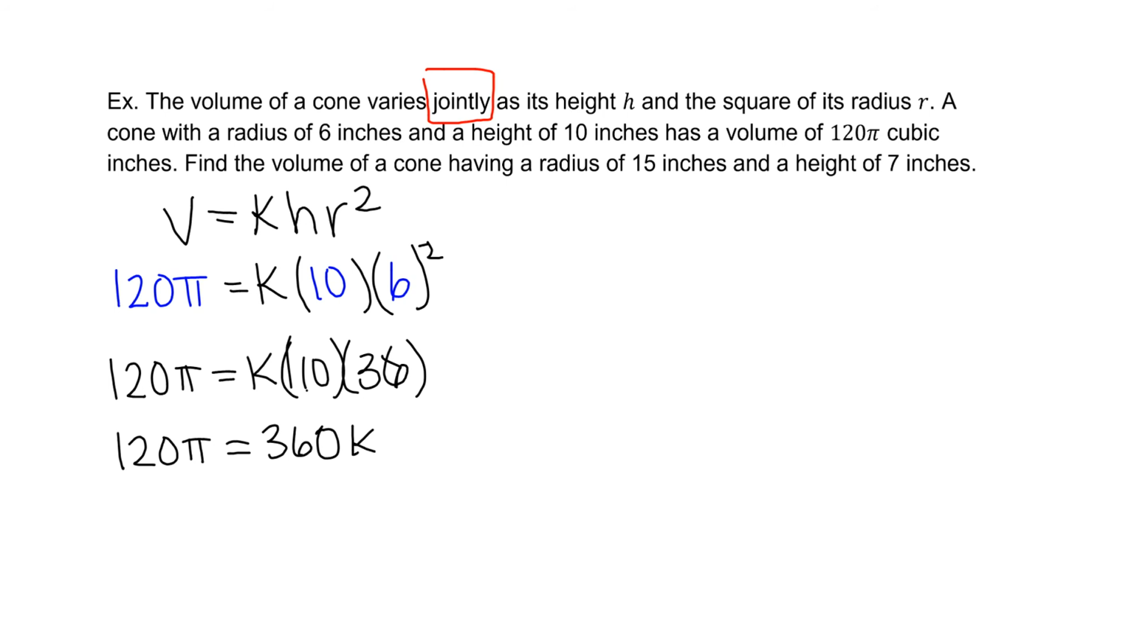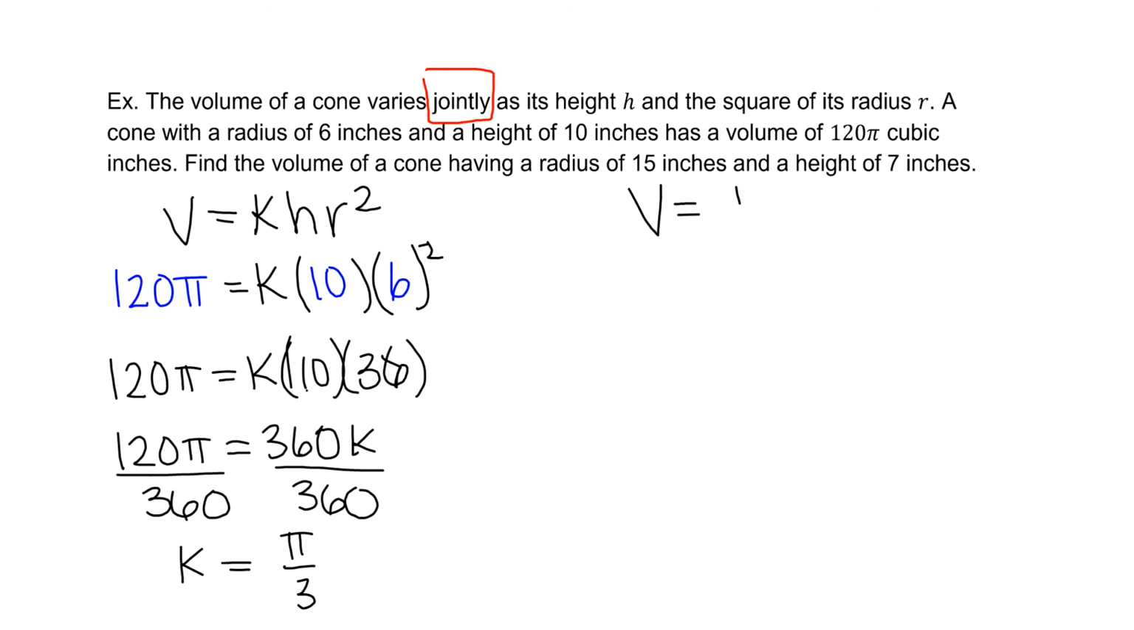Now to solve for k, we're going to divide both sides by 360. So we get k equals, I'm going to go ahead and simplify 120 over 360, and it's going to become 1/3. And we still have our pi, so it's going to become pi over 3. So now that we know our constant of variation, we can rewrite our volume formula. So we're going to get V equals pi over 3 hr squared. Now we can go ahead and solve our problem.